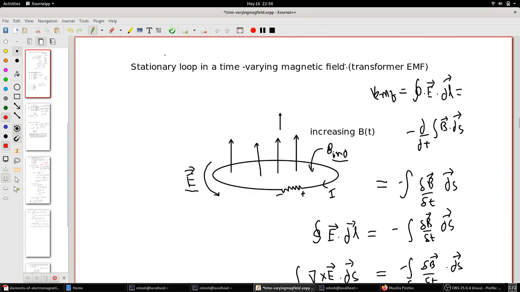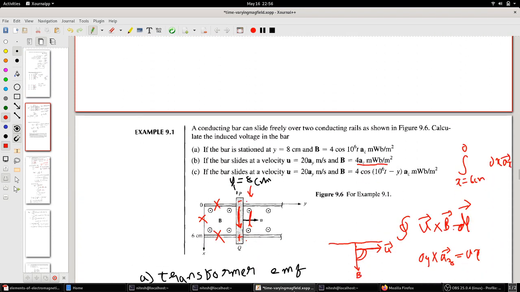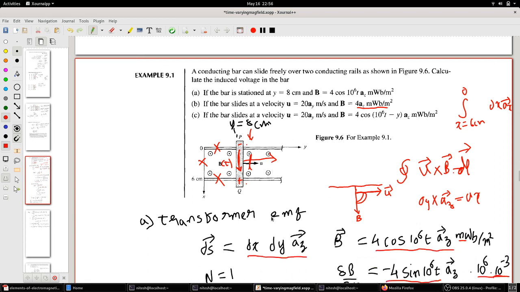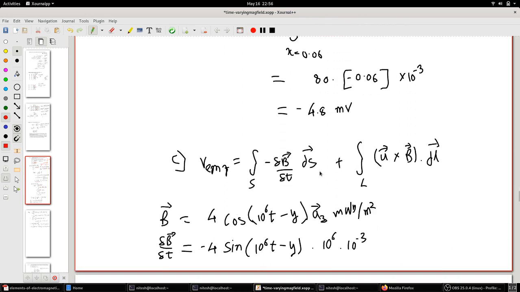Now moving to the third case. If the bar slides at a velocity of 20 AY, which is in this direction, and B is also changing with respect to time, B is changing as 4 cos 10 raised to 6 t minus y az milliweber per meter square. So this is the scenario now. I have to use the formula which includes both transformer plus motional, that is minus del B by del T ds plus U cross B dl, right?